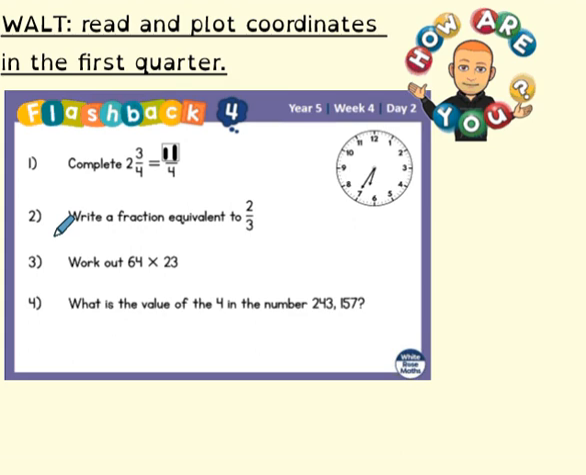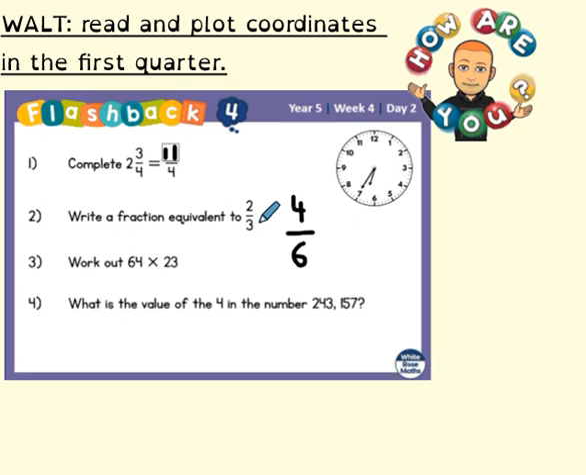Question 2, write a fraction equivalent to 2/3. So again here, there are a number of different answers, but whatever you did to your numerator, you must also do to your denominator. So for example, if you times the numerator by 2 and got 4, you must also have times the denominator by 2 and got 6. You could have times them both by 10 and got 20/30. You could have times them both by 5 and got 10/15. Any answer there would work as long as you did the same thing to both numerator and denominator.